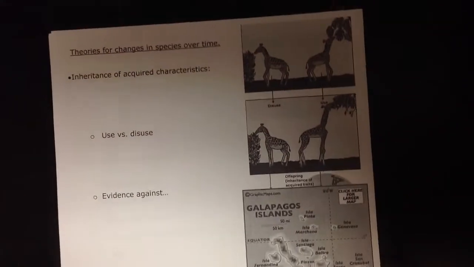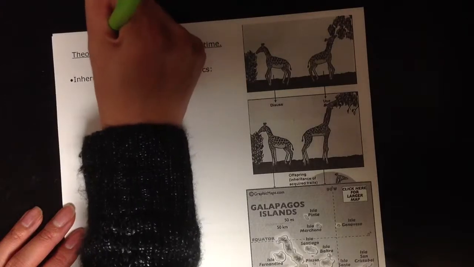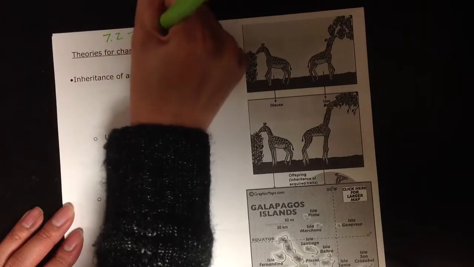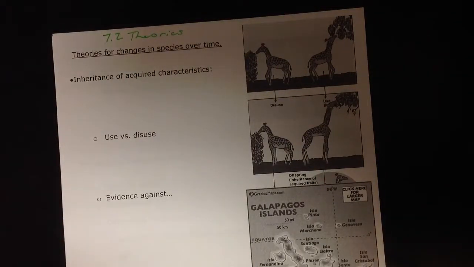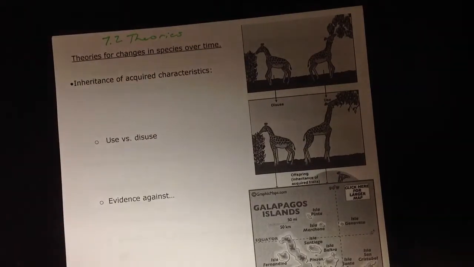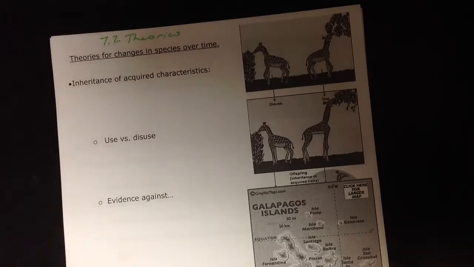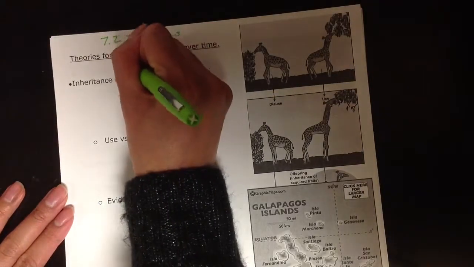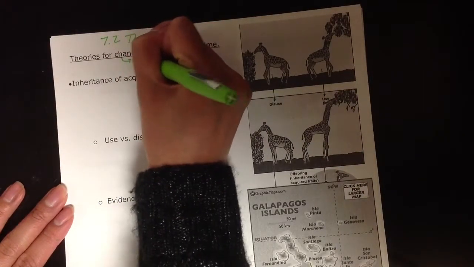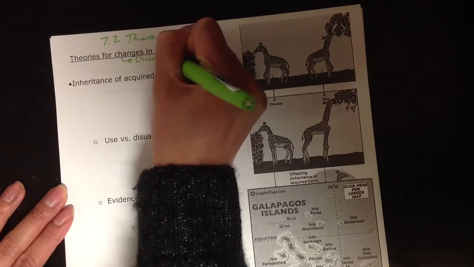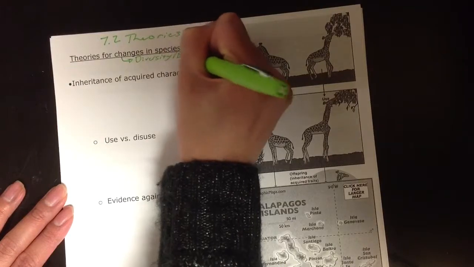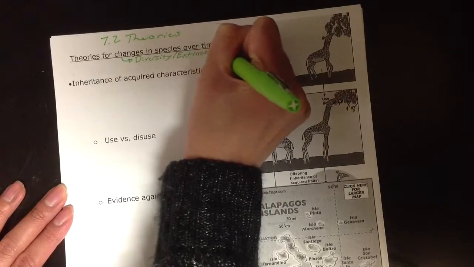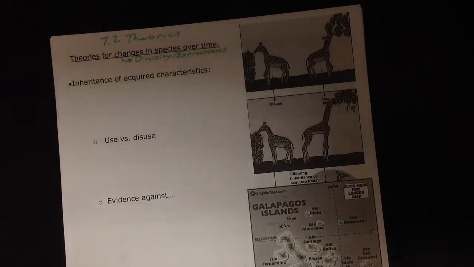So on our notes for today, we're discussing some theories. And these are theories for changes in species over time. How did species change over time? When you think about changes in species, there are different ways in which this can occur. These changes can be described as the diversity between those organisms within that species, or even potentially extinctions that occur within a group of organisms.